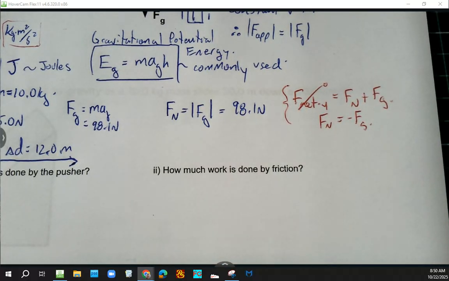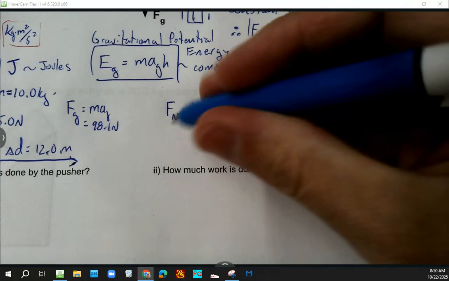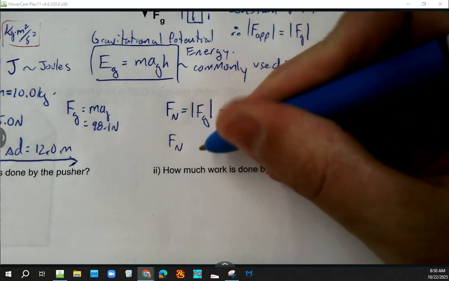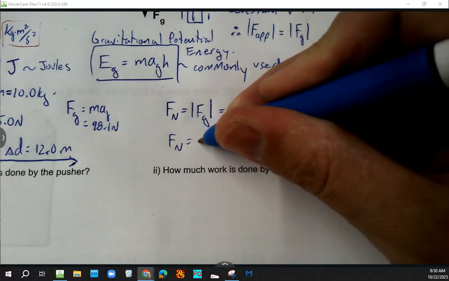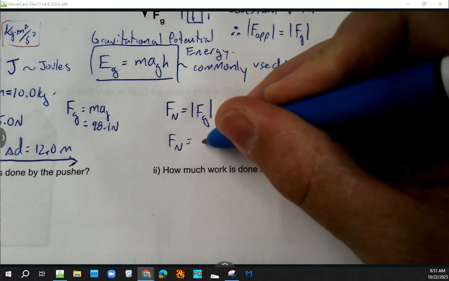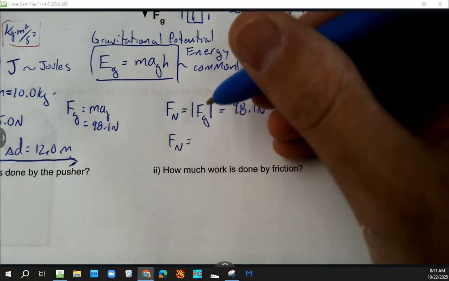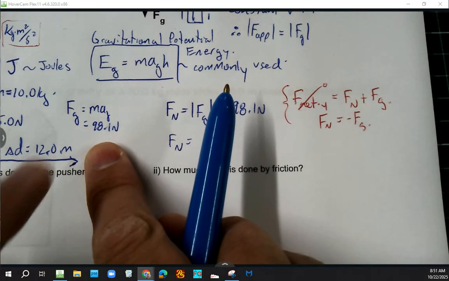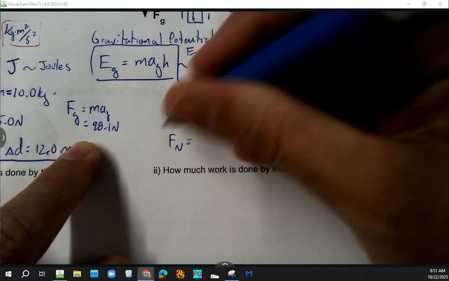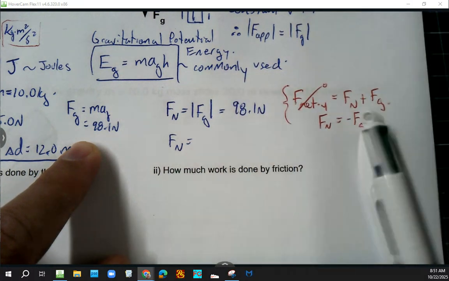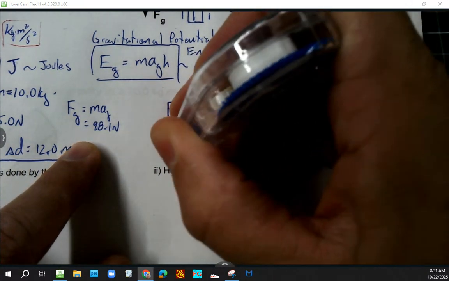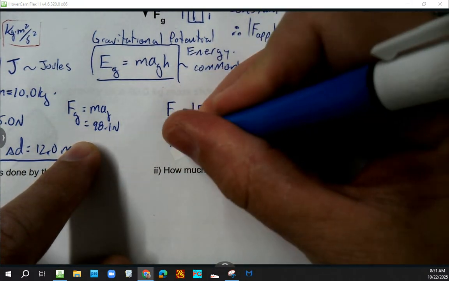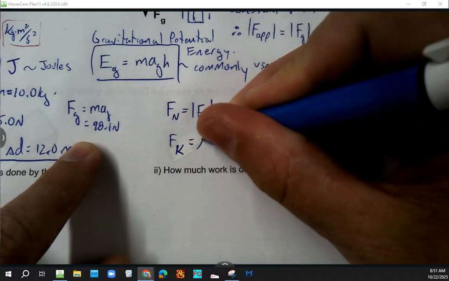All cool. But then we say, all right, well, that means that F normal has a magnitude of, well, then we already figured this out. It should be 98.1, right? Oh, no, did we? No, we didn't. 98.1 is Fg. Yeah, 98.1. I don't want to find F normal. I want to find Fk. Fk is going to be mu k times F normal.